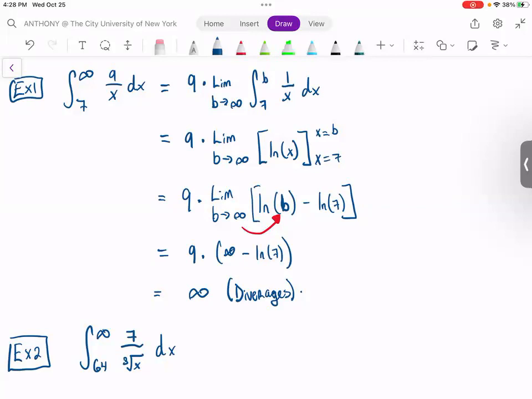We could also notice that the integral contains an infinity symbol, so you could rewrite it using a limit. So we're going to have 7 times the limit as b approaches infinity of the integral from 64 to b of 1 over the cube root of x. But you can rewrite the cube root of x using a fractional exponent, right?